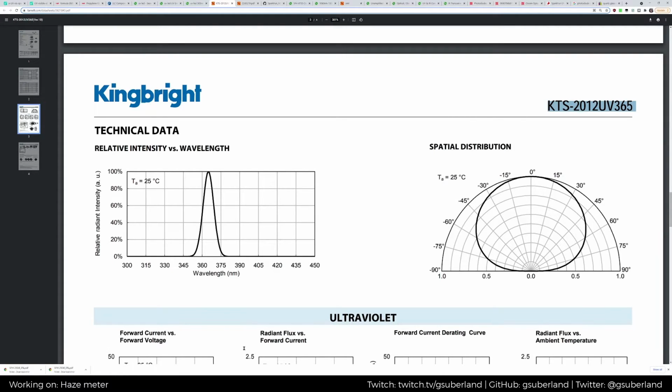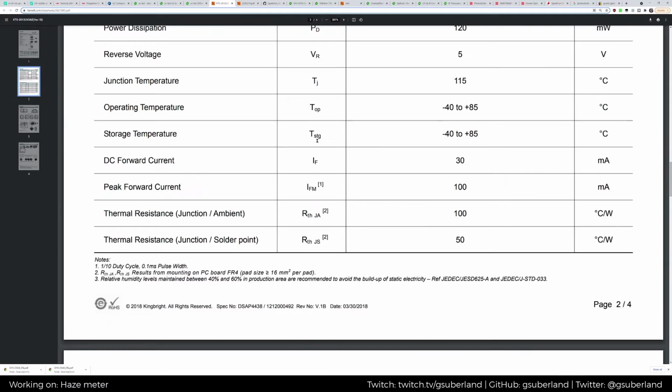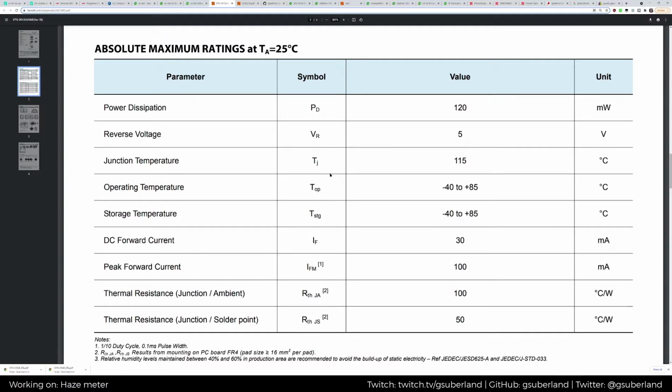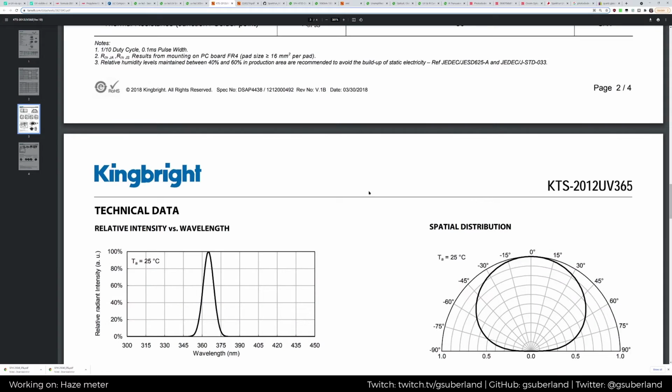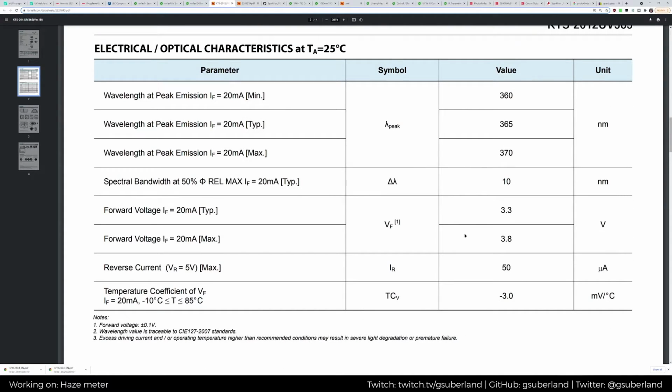So, copy paste. For UVA emitter, what's the forward voltage and everything on this? I don't want the reverse voltage. Okay, so DC forward current 30 milliamps. That's perfectly fine. 30 milliamps at 3.3 volts. Oh wow, that makes things very easy. I literally have a 3.3 volt supply, so yeah, that's perfect.